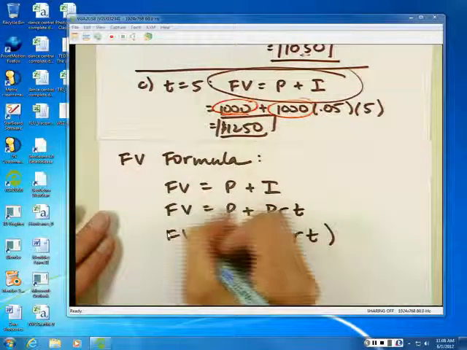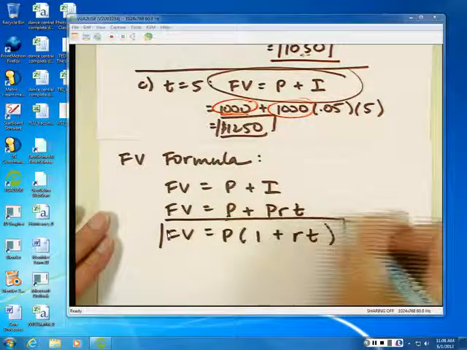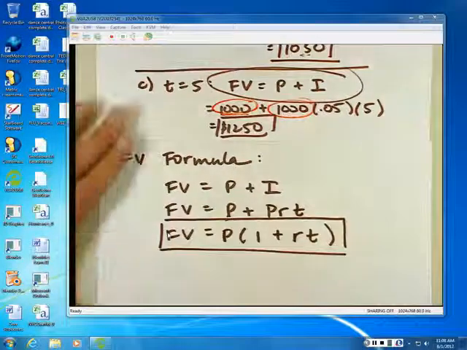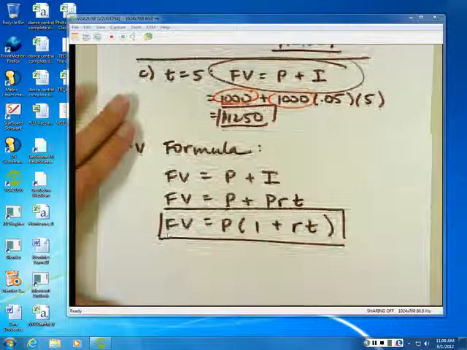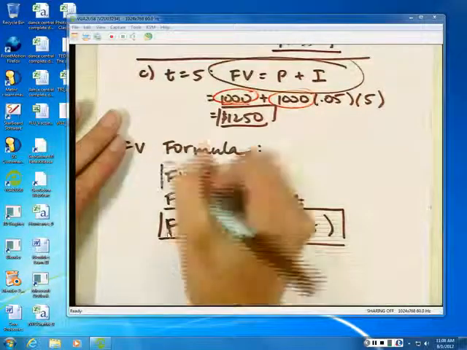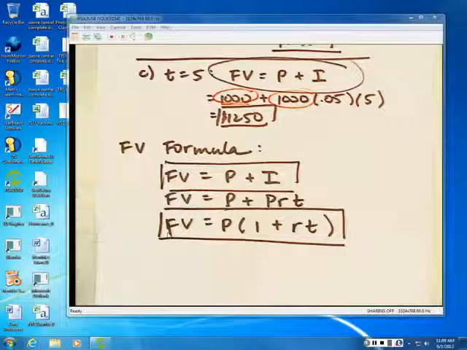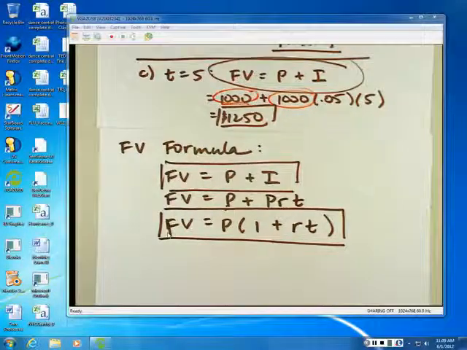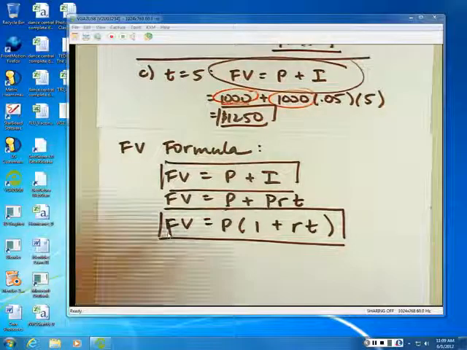So here is sort of a cleaned up version of the future value formula. Either one though, either this one or the other one, it doesn't matter. Here is another example. So keep these formulas in mind.